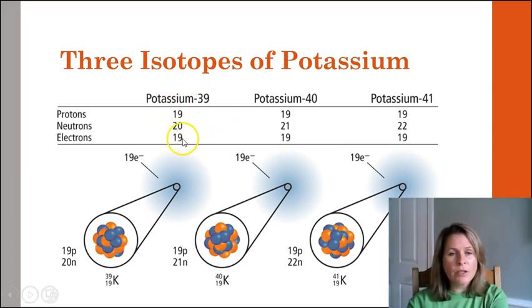All right, and then also notice that the electrons stay the same, because if we are going to have a neutral charge, then the number of electrons and protons have to balance out. So again, the atomic number is the number of protons. It also tells you the number of electrons. And it's the atomic number, or the number of protons, that identifies what element we're talking about. So 19 all the way across here for everything, we know we're talking about potassium. But what differs is the number of neutrons. We have 20 in this particular atom, 21 here, and 22 here.